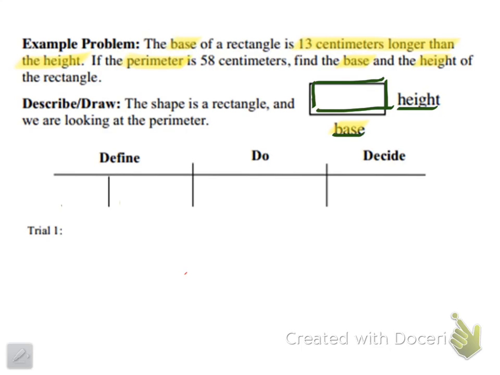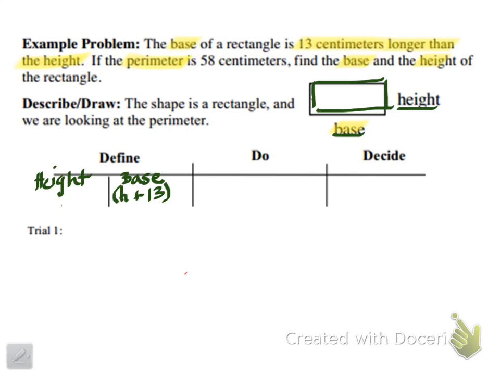So the information it gives us is we have the height here, and we also have our base. What information do they give us about the height and the base? Well, we don't know the height, but we know that the base is our height, which I'm going to call h, plus 13. So I'm going to write that here. So we have our height and our base, and we're going to start with our first trial.